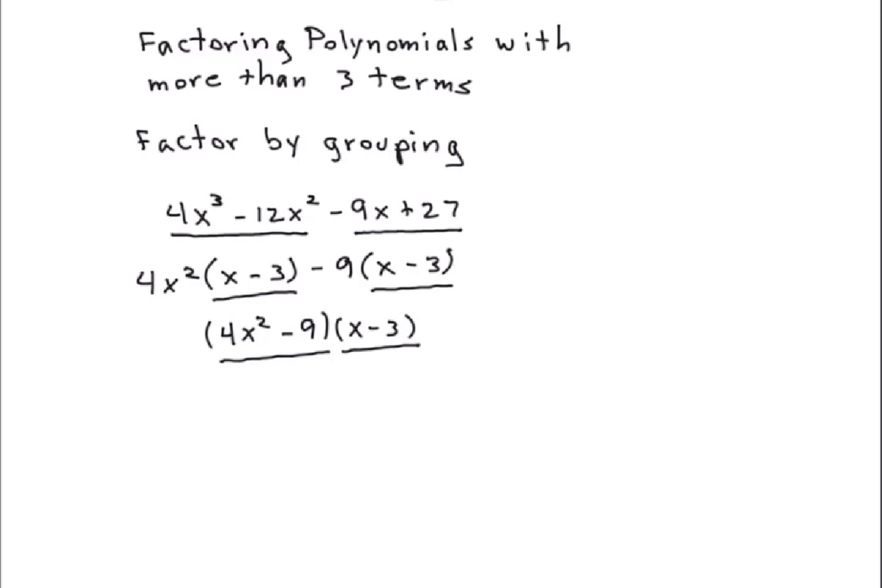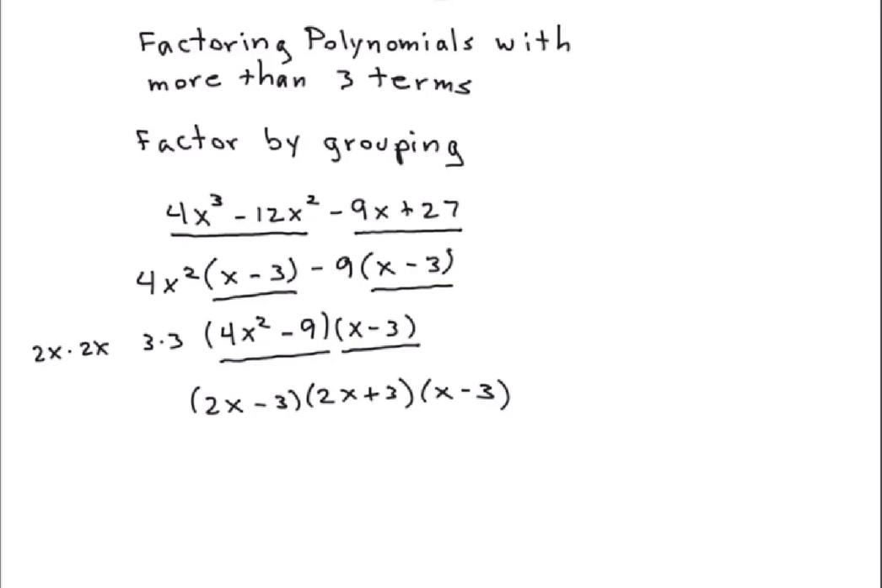Also, though, because this was a polynomial that's higher than degree 2 to start with, we're going to want to look to see if any of the factors factor further. And in this case, 4x squared minus 9 is difference of squares, so that's going to factor as well. So 4x squared is 2x times 2x. And 9 is 3 times 3. So this is going to factor as 2x minus 3, 2x plus 3, and x minus 3.